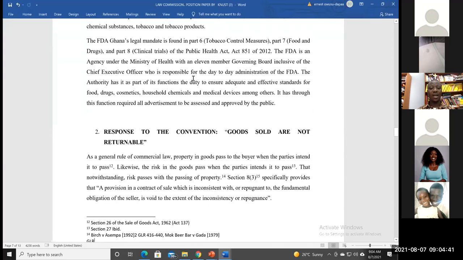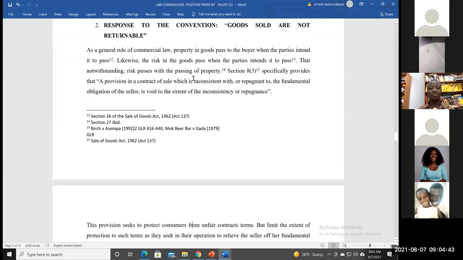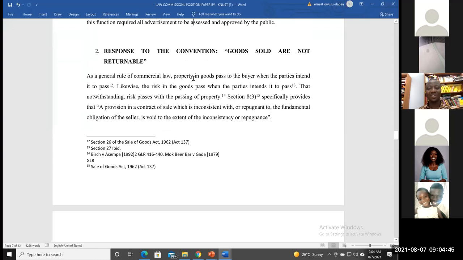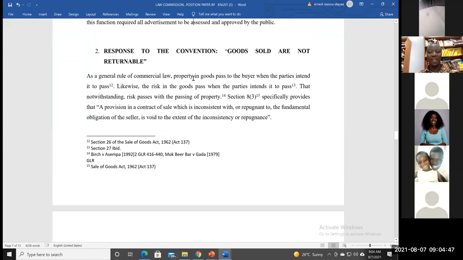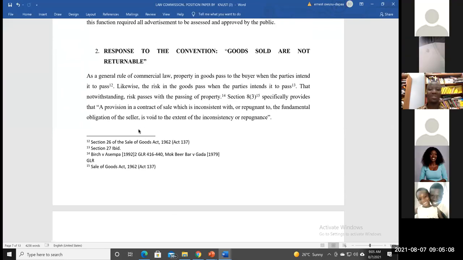Then we also have another Ghanaian convention, which is also flagged as a candidate for this particular law they are trying to make, that goods sold are not returnable. Somebody signed this up. Let me see who signed this up. That goods sold are not returnable. Of course, barrister.